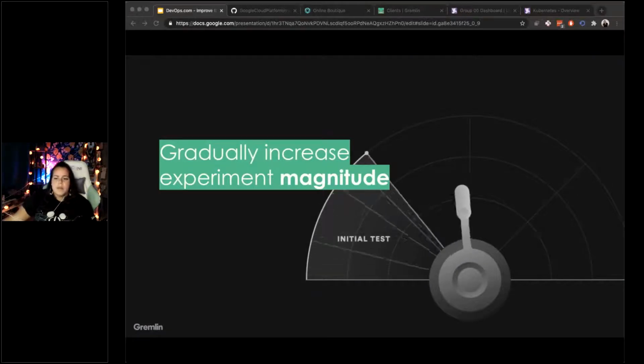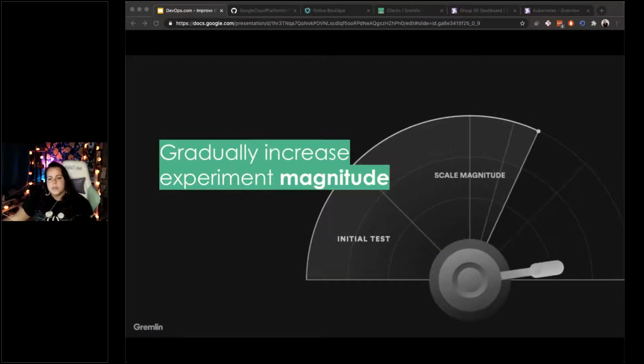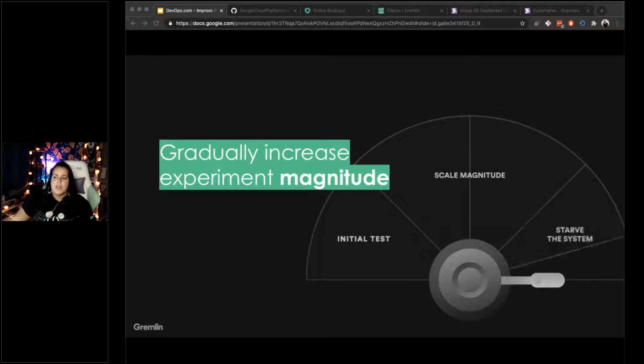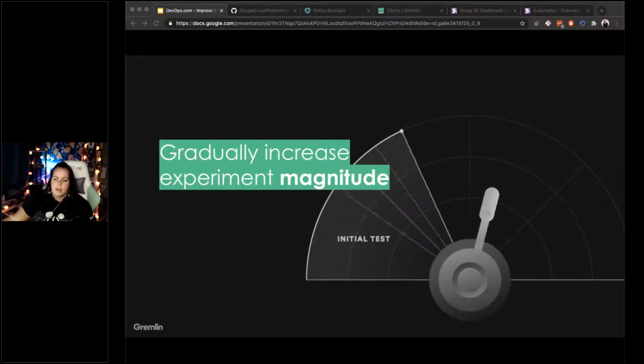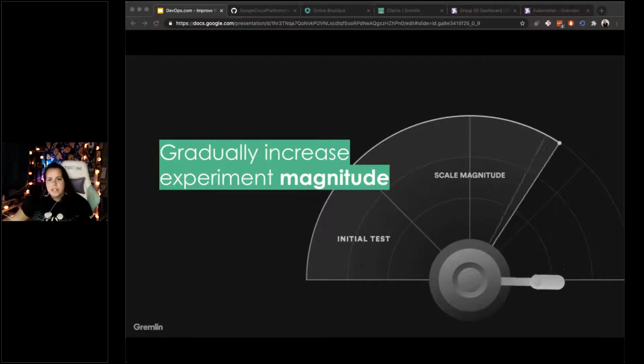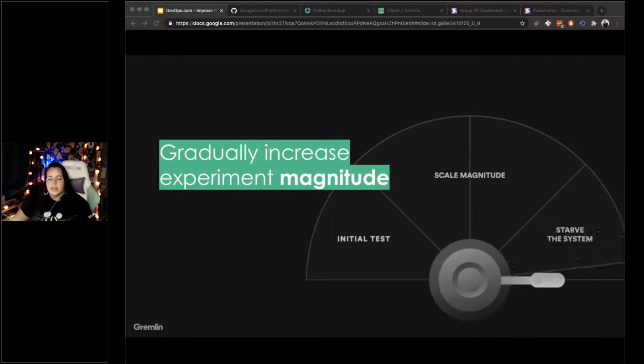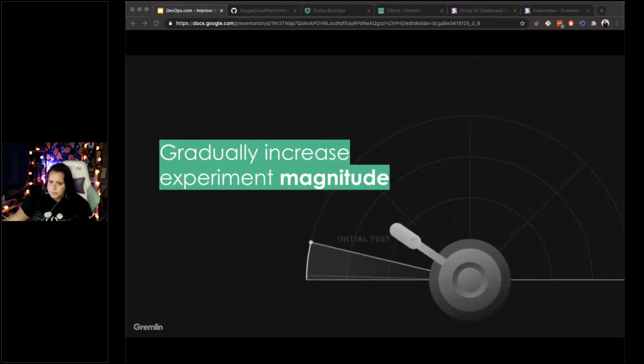And you always want to keep in mind that as you go through the experiments, you want to just be scaling that magnitude as you go. You want to start off with a small impact, a small experiment, and then gradually increase as you see it go well.